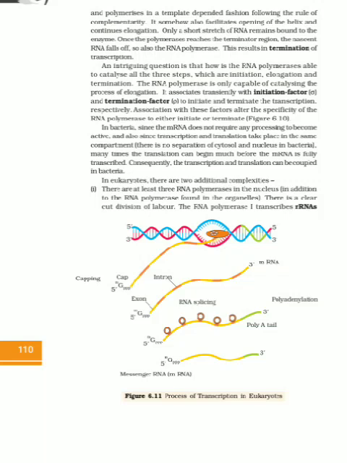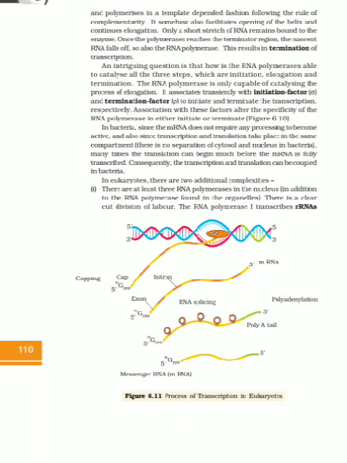An intriguing question is how the RNA polymerase is able to catalyze all the three steps, which are initiation, elongation, and termination. The RNA polymerase is only capable of catalyzing the process of elongation. It associates transiently with initiation factor sigma and termination factor rho to initiate and terminate the transcription respectively. Association with these factors alters the specificity of the RNA polymerase to either initiate or terminate.